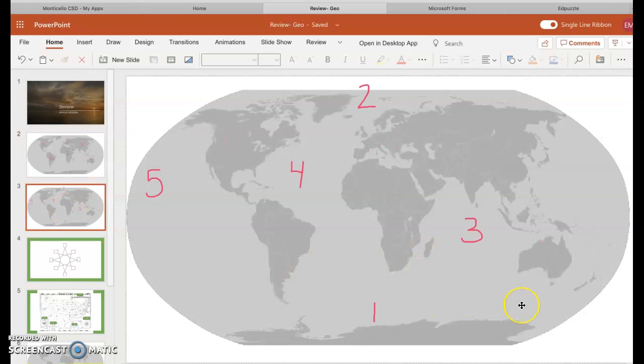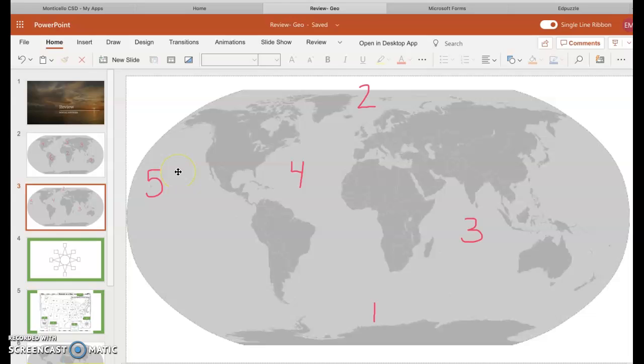Moving on now, we have 1 through 5 because there are 5 different oceans. Now, number 1 down here by cold Antarctica. What ocean is number 1? What ocean is number 2? Up here at the top of our globe. What ocean is number 3? What ocean is number 4? What ocean is number 5?